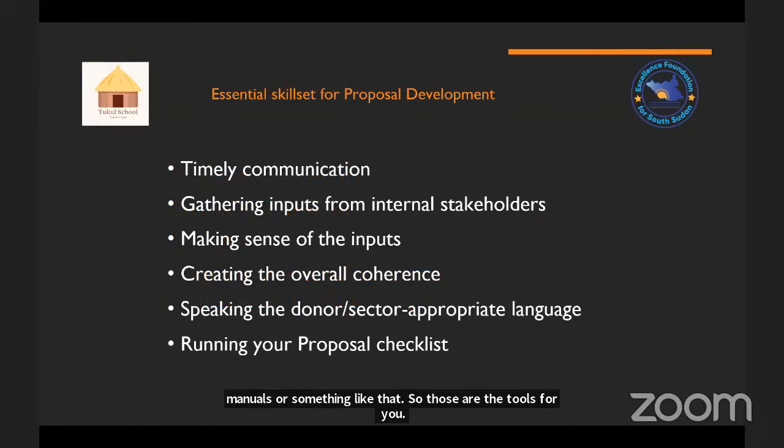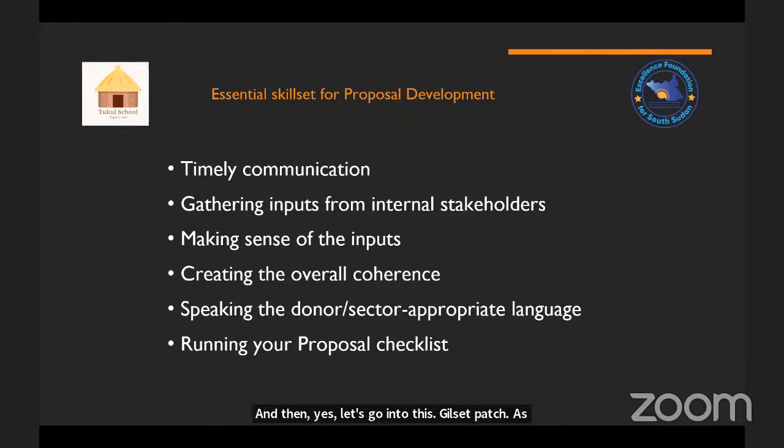And then, yes, let's go into the skill set part. As a proposal writer, I believe some of these skills are essential. You can have more, but I would really want you not to miss out on these 6 ones. Some of us have learned some of these things the hard way, I would say really hard way. There are times you write emails and people say, it's too late. Why are you telling us now about bad project design at this time? We have other things to do. But I would say timely communication is an essential thing.